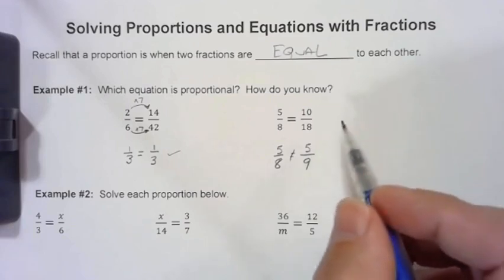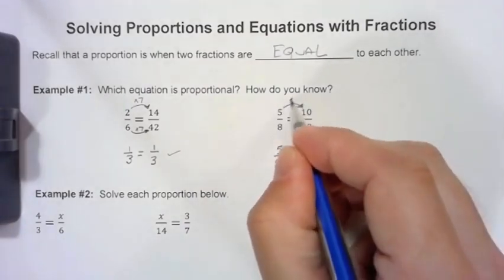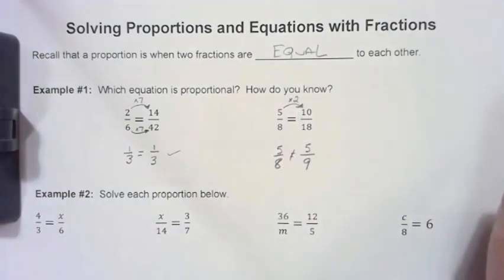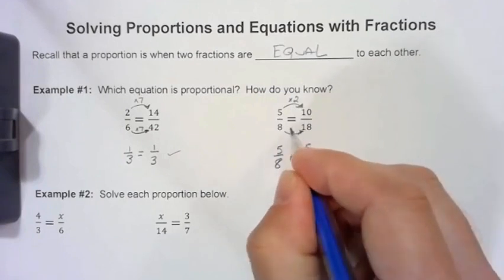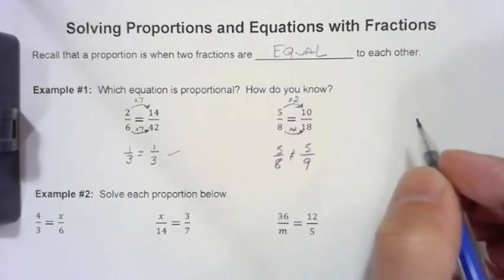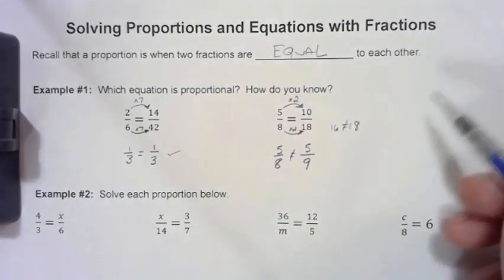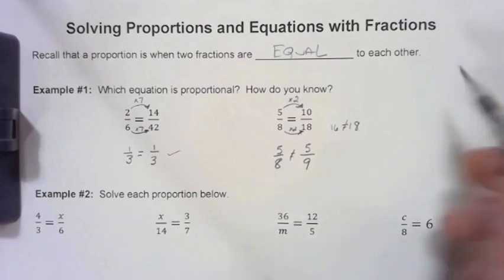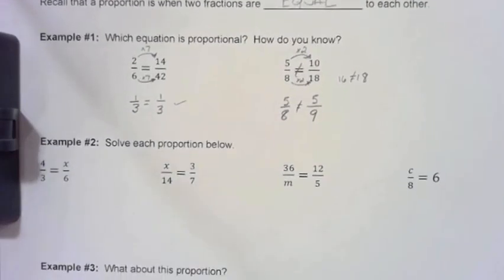Also, looking at my numerators here, if I went from a 5 to a 10, I would have to multiply by a 2. To go from an 8 to an 18, if I tried to multiply by 2, 16 does not equal 18. So this again does not show a proportional relationship. 5/8 is not equal to 10 over 18. All right, so keeping this in mind, let's see if we can solve some proportions below.